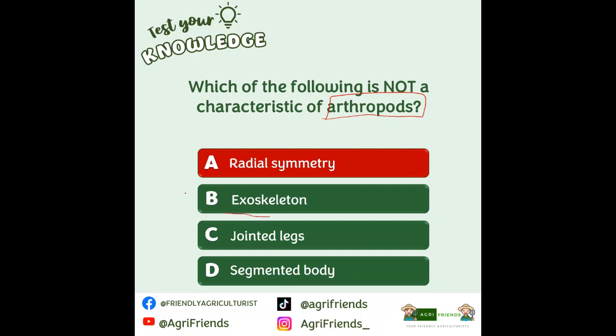Just a review, exoskeleton is the outermost covering of an arthropod. And jointed legs, of course, arthropods have jointed legs. So remember the etymology of the word arthropods. Arthros meaning joint. Pod or poda meaning legs or foot. Also, they have segmented body.